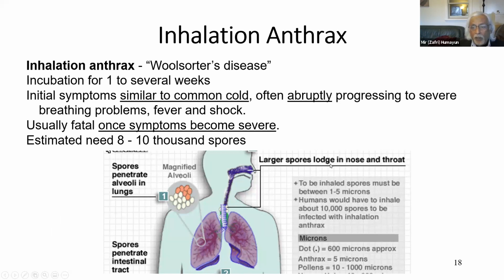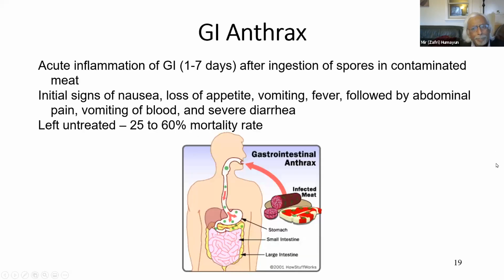And in order to trigger inhalation anthrax, you need to inhale 8 to 10,000 spores, substantial exposure. Now, okay, the GI anthrax, which is the least common form of anthrax, is because of ingestion of spores in contaminated meat. And here the symptoms are nausea, loss of appetite, vomiting, fever, abdominal pain, vomiting of blood, severe diarrhea, things like that. And it also can be fatal with a 25 to 60% mortality.